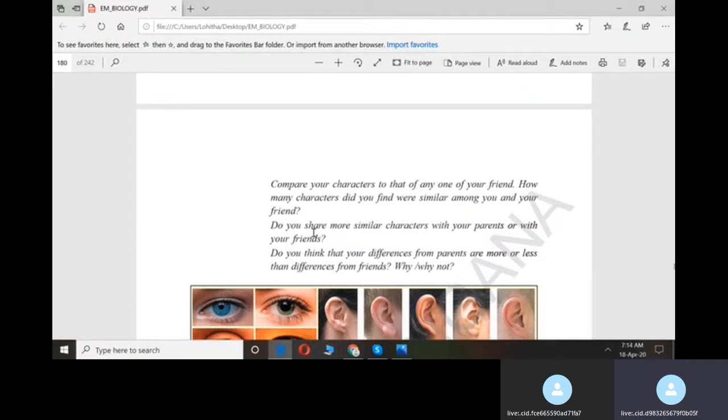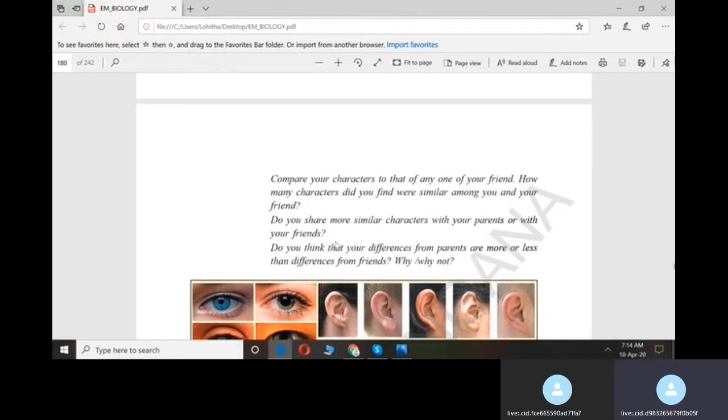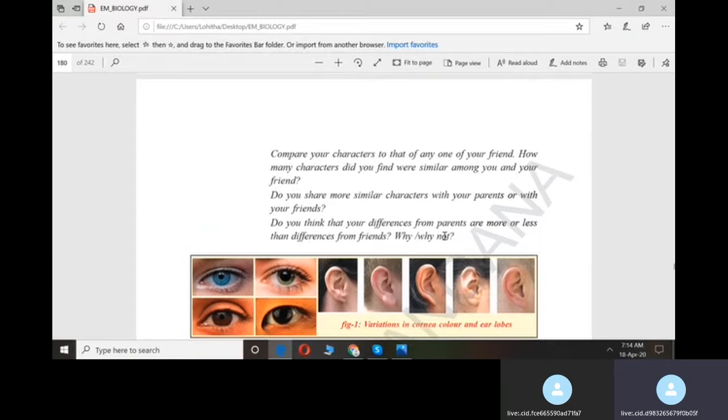Do you share more similar characters with your parents or with your friends? Definitely, we share more characters with our parents, not with friends. Do you think that your differences from parents are more or less than differences from friends? Why or why not? We have fewer differences from parents and more differences from friends.